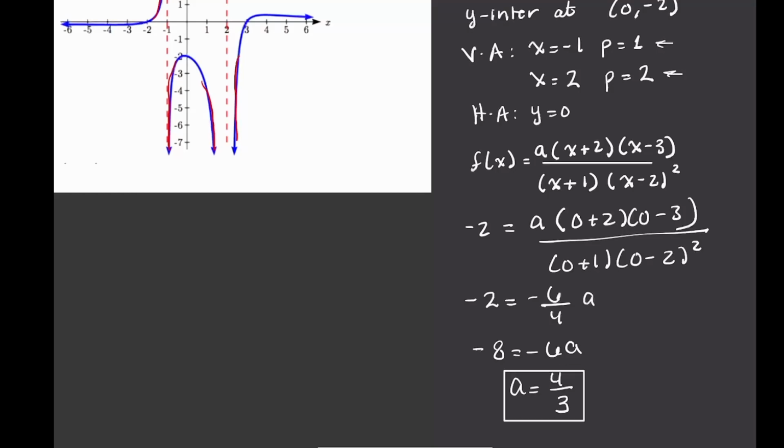So after I found my a value, I am ready to write my final solution. So my function that represents this graph is going to be 4/3, x plus 2, x minus 3, over x plus 1, x minus 2 squared.